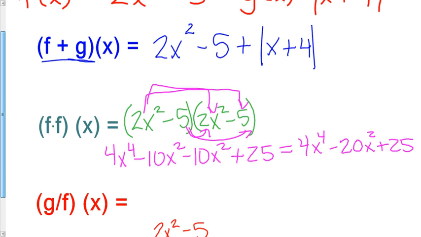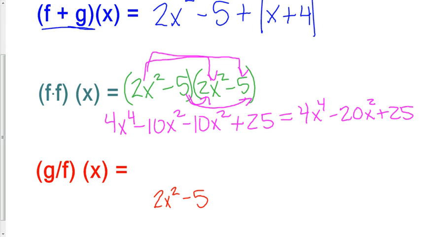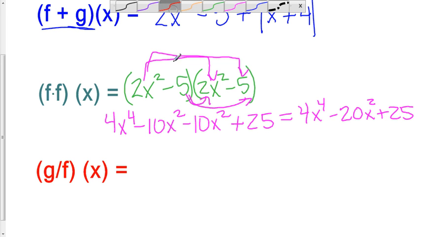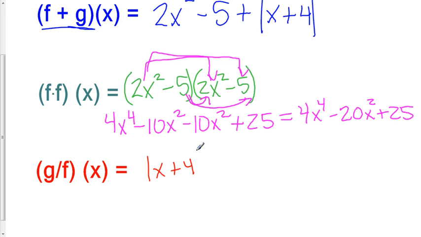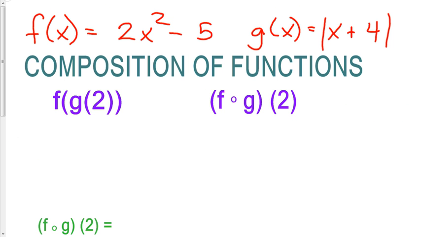And if we had g divided by f of x, then you would have the absolute value of x plus 4 over 2x squared minus 5. And that is evaluating and simplifying functions, which then leads into the composition of functions.